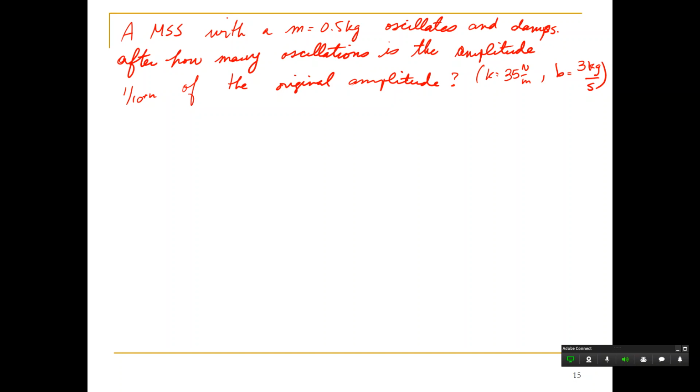So I'm going to read it again. Mass spring system with a 0.5 kilogram mass oscillates and damps. After how many oscillations is the amplitude 1/10 of the original amplitude? The spring constant is 35 newtons per meter, and the viscosity is 3 kilograms per second. So what would be the first thing that you would do?